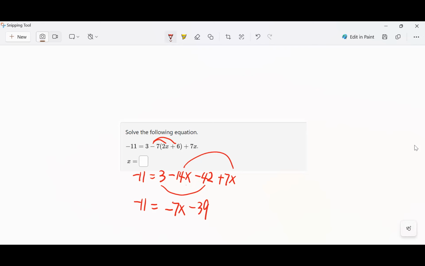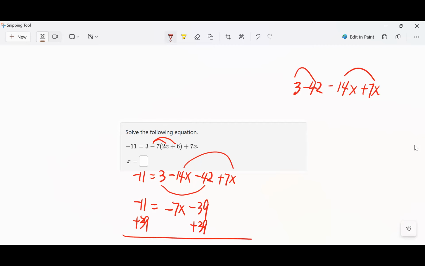That's a very common mistake. Sometimes you just forget to bring over the negative sign. So if you want, you can switch them: 3 minus 42, which is a little bit easier. Then we combine the two groups separately, and we get minus 7x minus 39, and then add 39 to both sides of the equation.